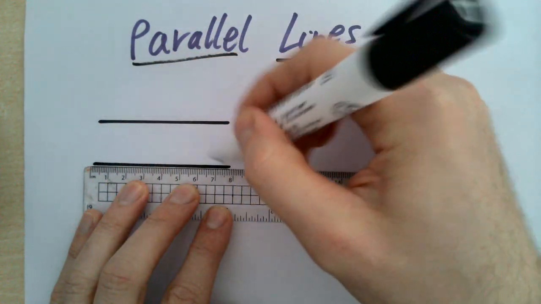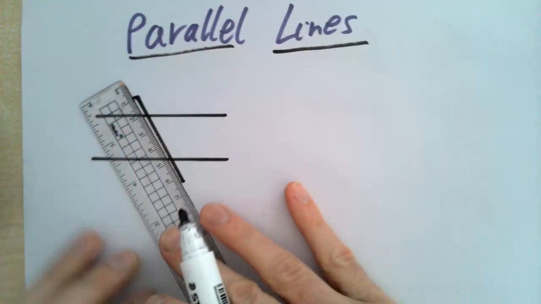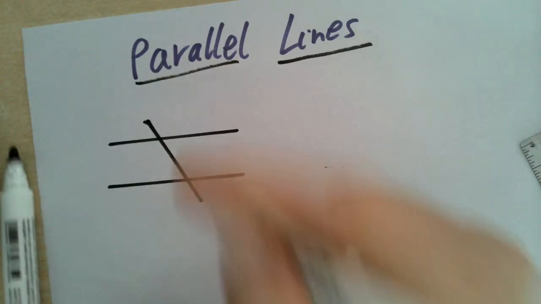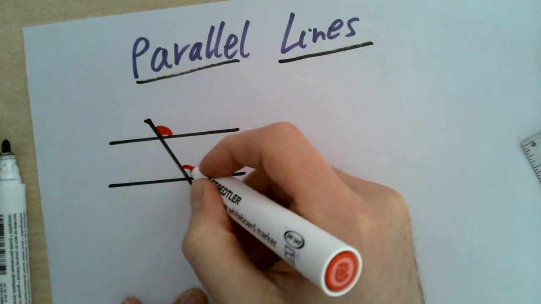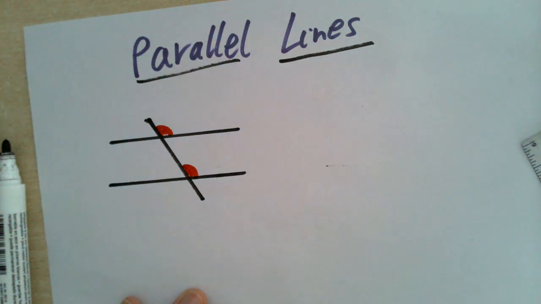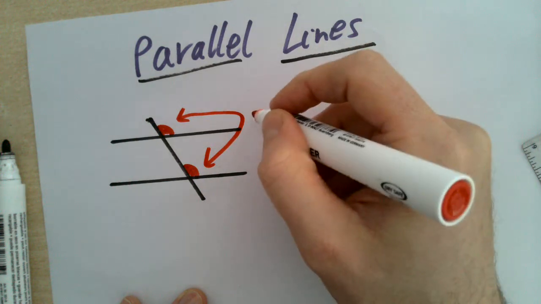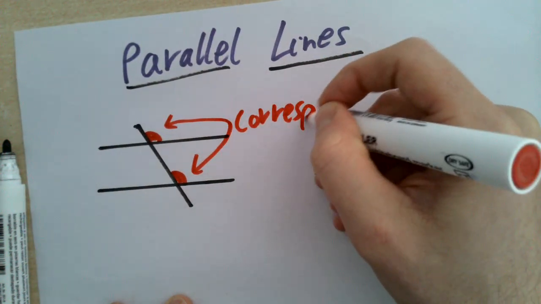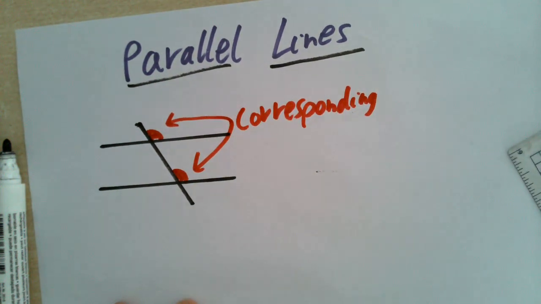So they have the same space between them. And then if you have angles that are separated like this, get a different colour pen to make it easier. These ones are the same. So the ones in red, they would be the same, those angles, okay? And these angles are called corresponding. Yeah, they are corresponding angles.